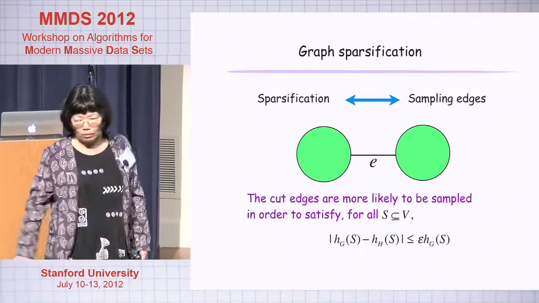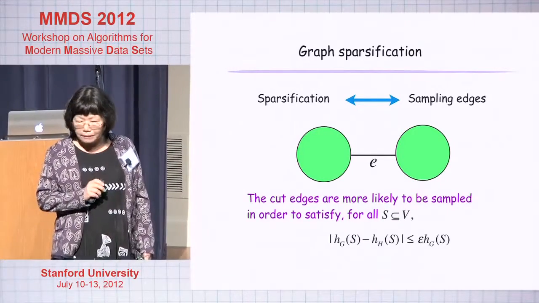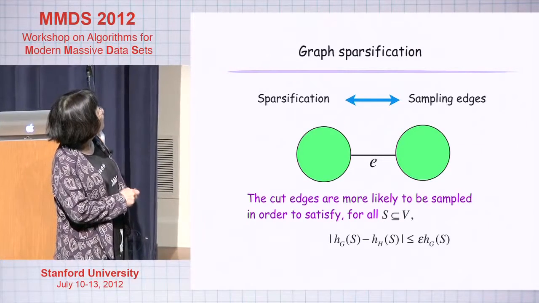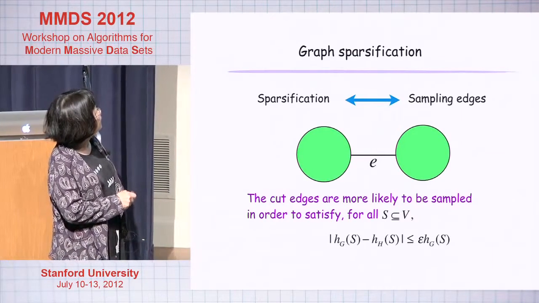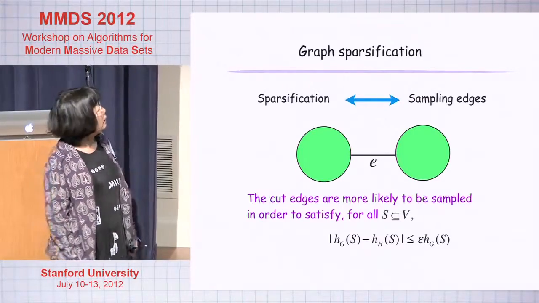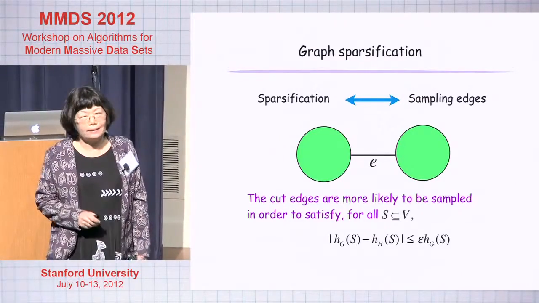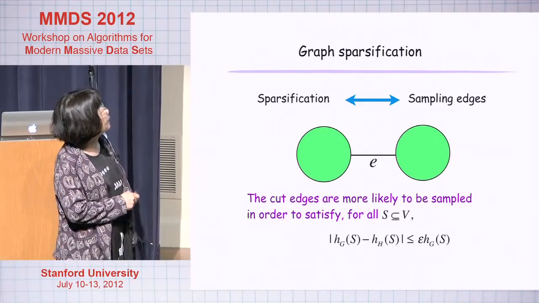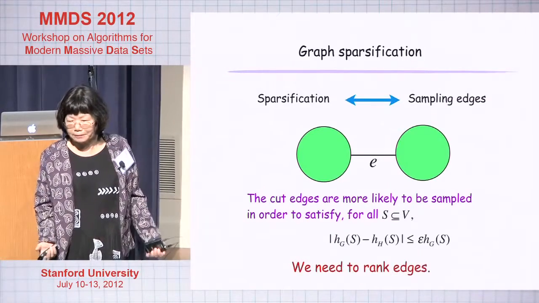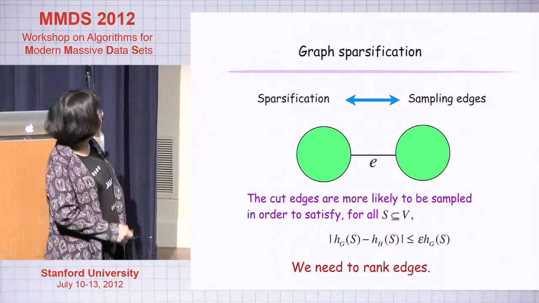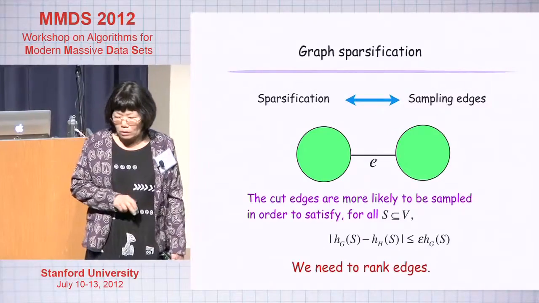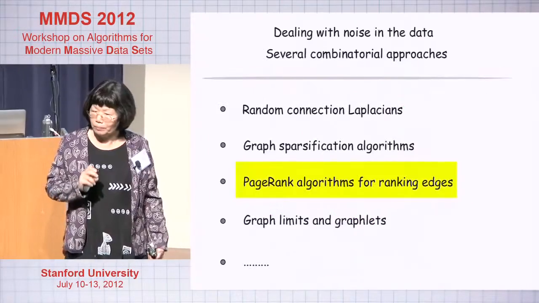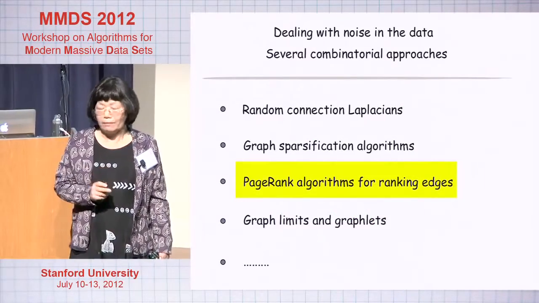One way is to sample. However, you have to sample very carefully. If you treat all the edges the same, take this dumbbell graph, all pairs here, all pairs there. If you treat all the edges equally and only pick a small number of edges, like n log n, you're not going to ever pick this cut edge. You're never going to preserve the cuts. You really have to rank the edges. We have to tell the difference between different edges in order to get rid of noise. We have to rank the edges.